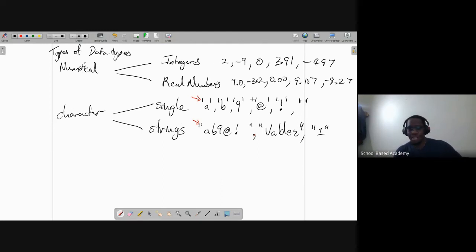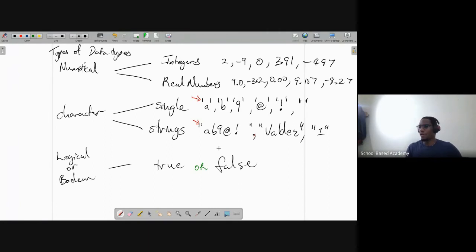So we have numerical data, we have character data, and then we have the logical data type, also known as Boolean data type. And the logical or Boolean data type is simply just the values of true or false. Okay? So we have the values of true or false as our logical or Boolean data type.